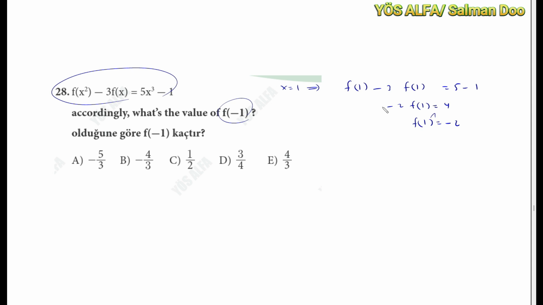So now we have f of 1. We can continue with f of minus 1. So x is minus 1. So we have f of 1 minus 3 times f of minus 1 is equal to minus 5 minus 1. So we have f of 1 is equal to minus 2. So minus 3 f of minus 1 is equal to minus 6 plus 2. From here we have f of minus 1 is equal to minus 4 over minus 3, which is 4 over 3. So the answer is E.